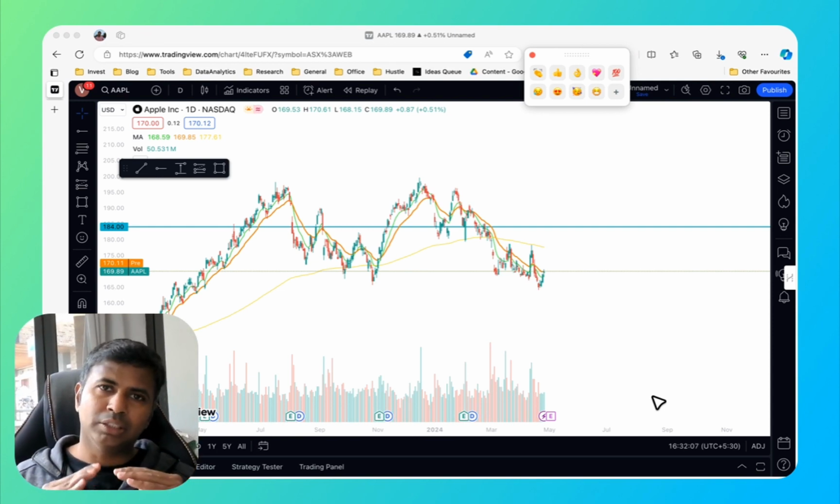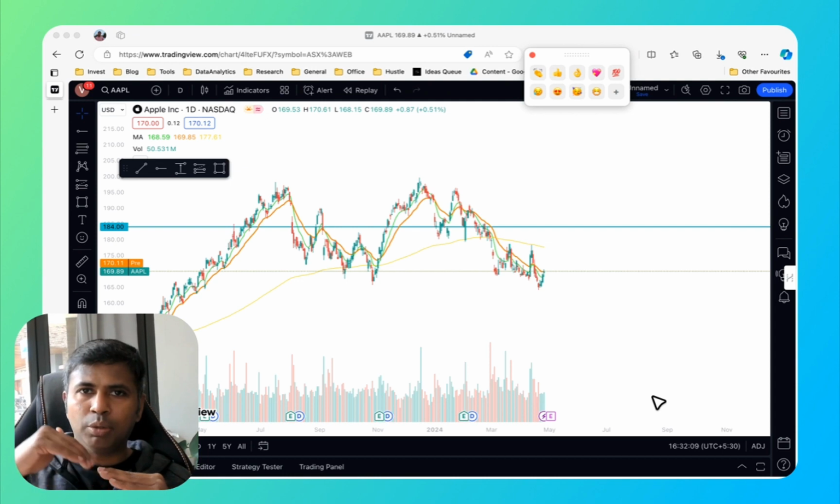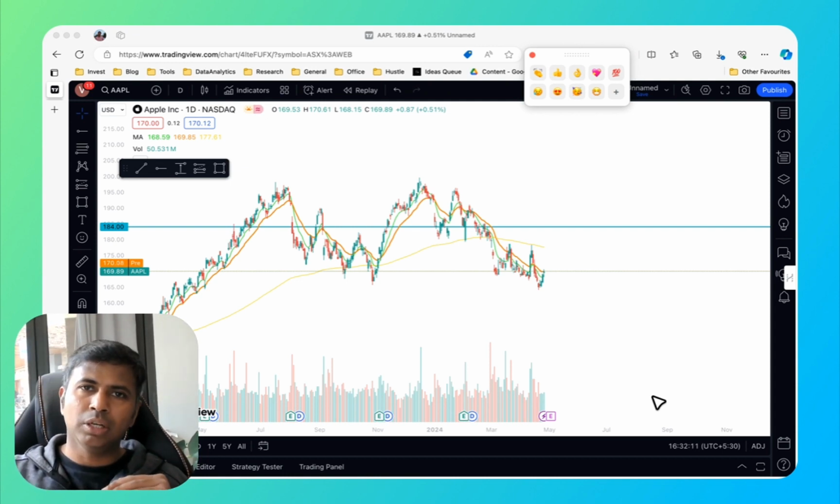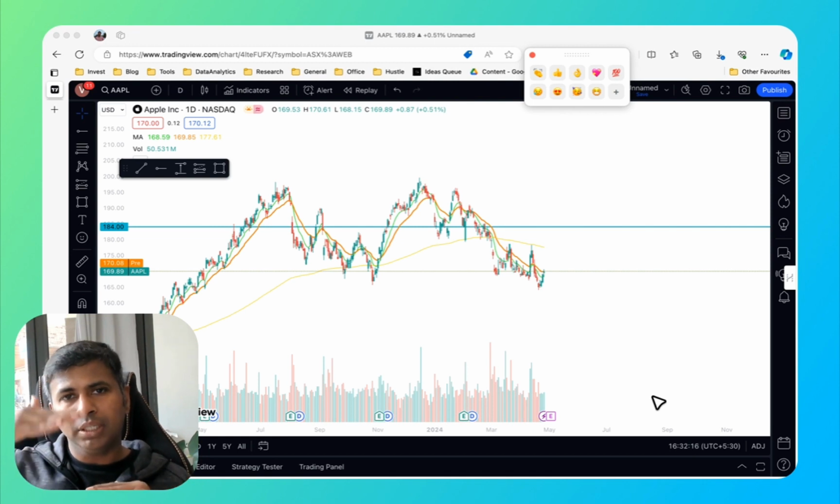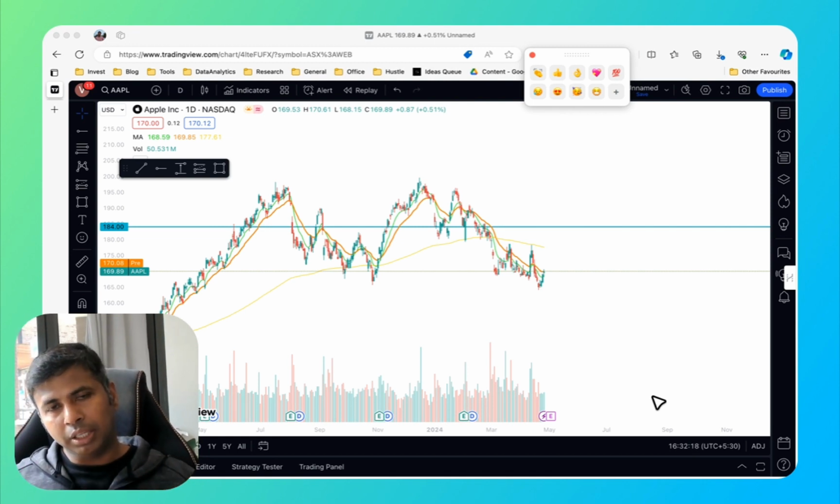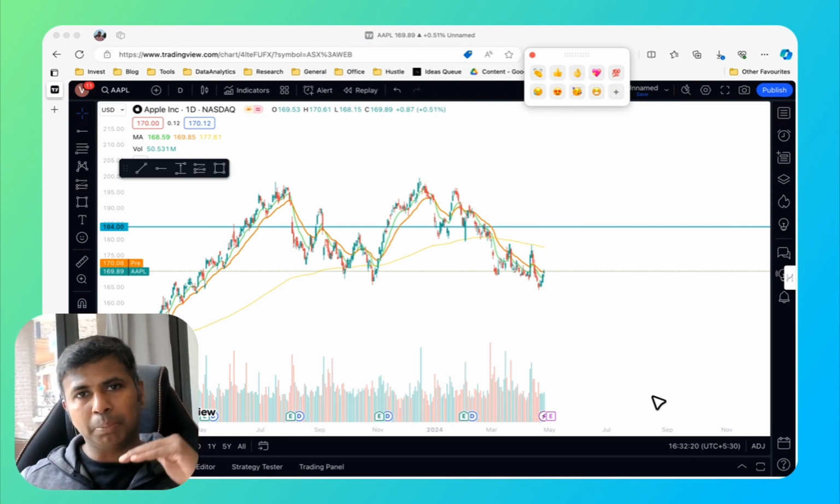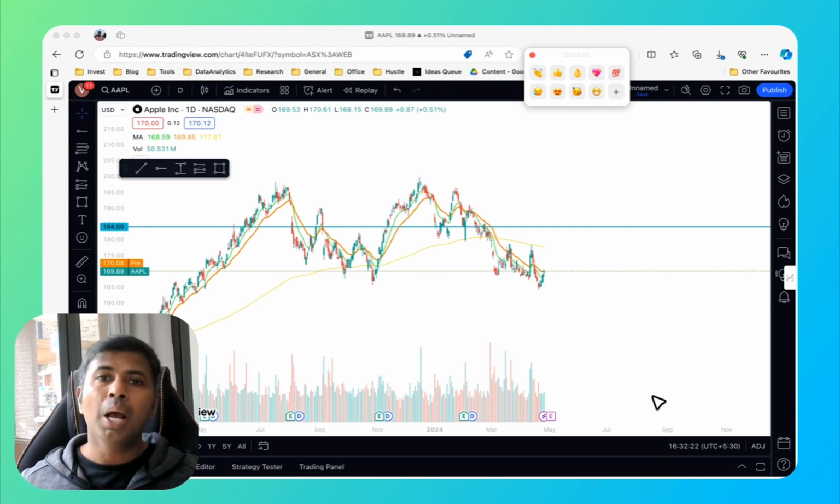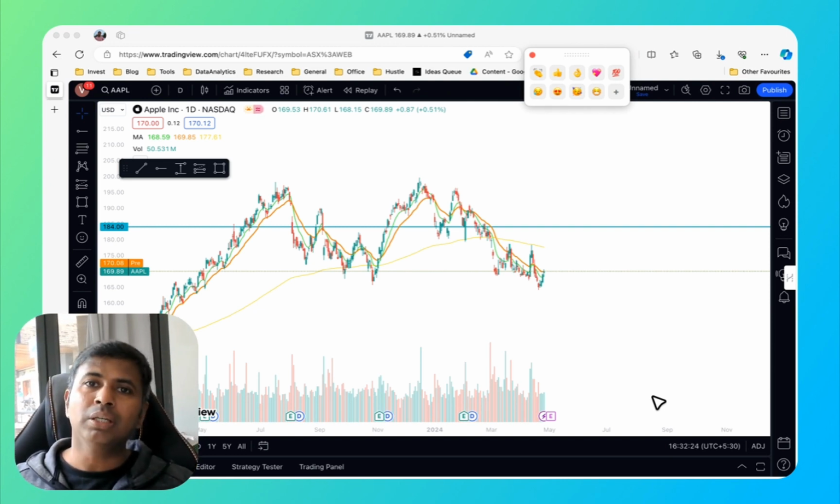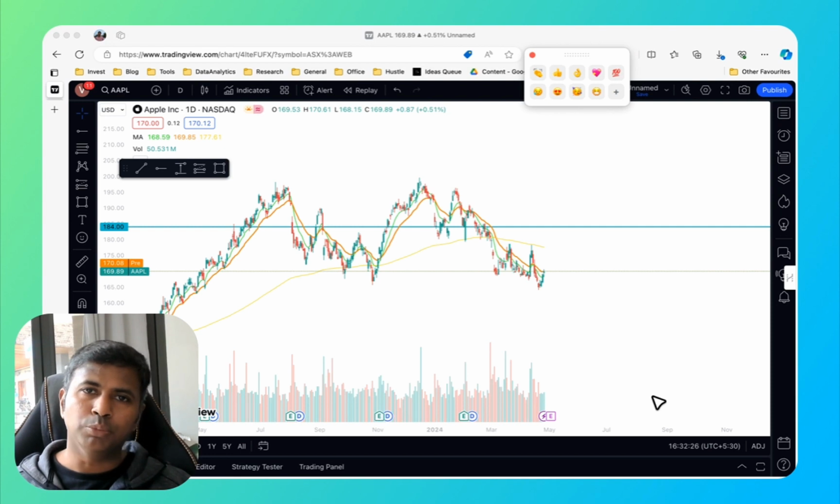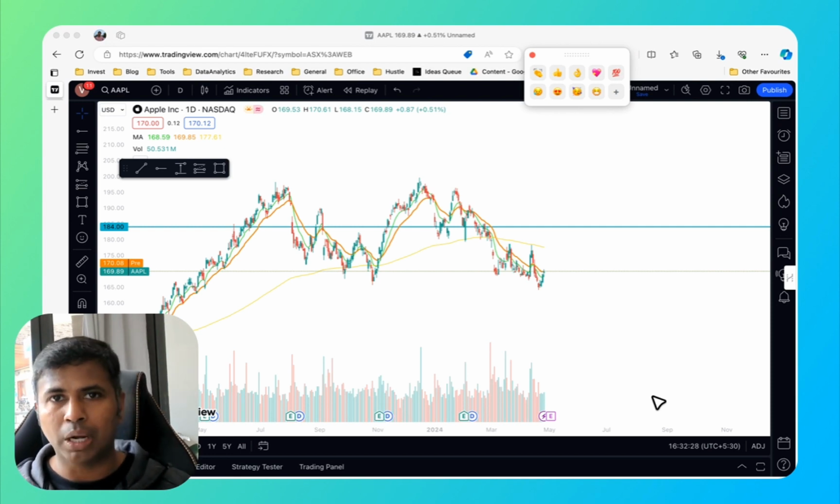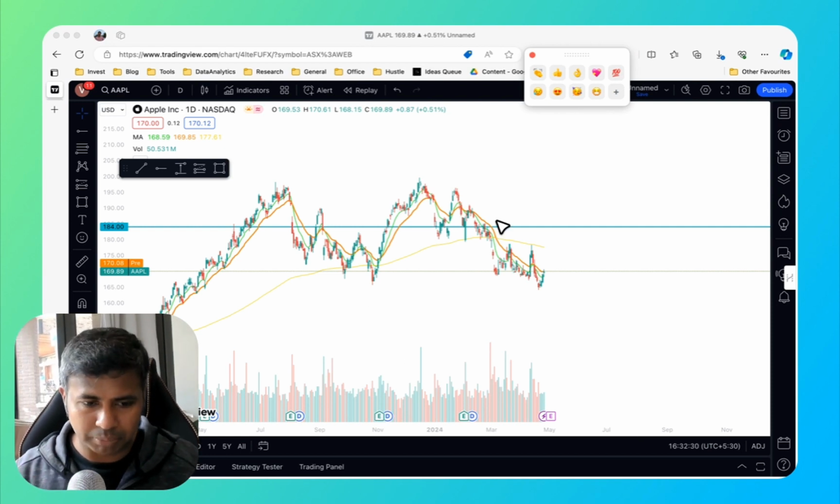When we say resistance, what we mean is that the price is trying to move beyond that particular range, and then it faces strong selling pressure from the sellers. In the support area, the price tries to move further down, but it takes support because the buyers are trying to absorb the selling pressure. It will become clearer with this chart.